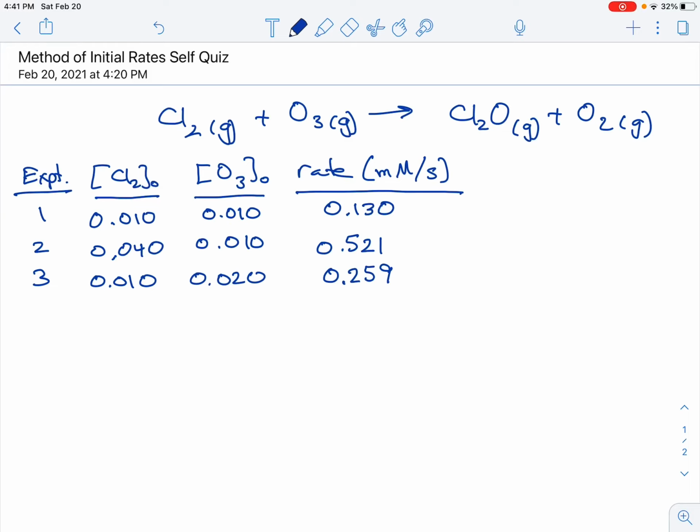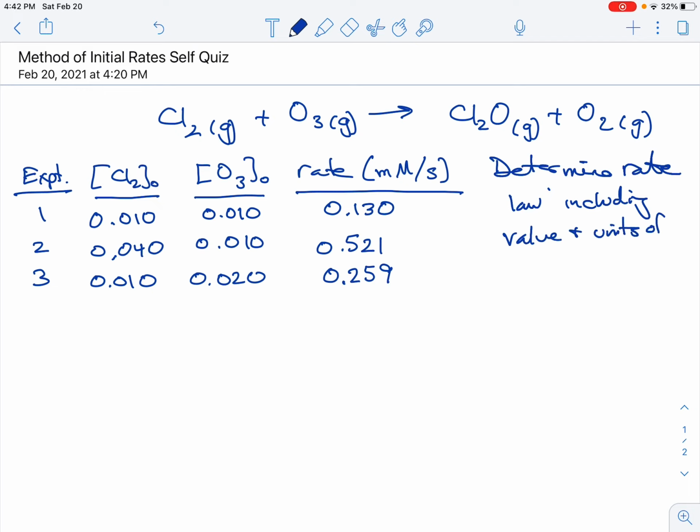All right, this is another self-quiz video. In this video, we're going to do a method of initial rates problem. You're given a reaction and some experimental data, including the initial rates for 3 different setups of initial concentrations. And the goal here is to determine the rate law for this reaction, including the value and units of the rate constant K.